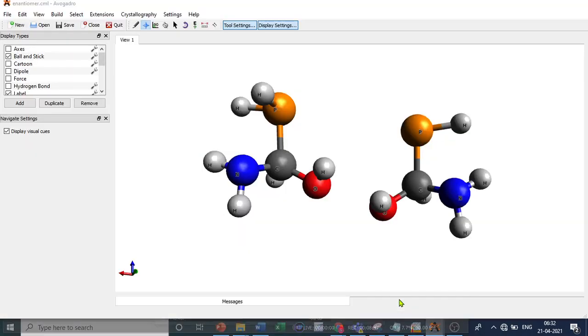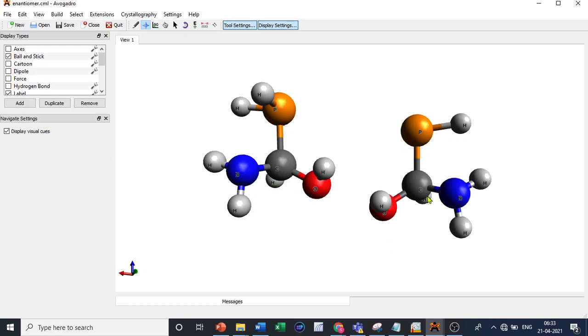So for this I'm going to use Avogadro. So here we have two molecules which are mirror images of each other. So these are two chiral molecules. Okay, so you can see this is the chiral carbon. So it is bonded to four different atoms: the phosphorus, nitrogen, hydrogen and oxygen. The other atoms, the hydrogens here, are not relevant because they are not bonded to the carbon directly.